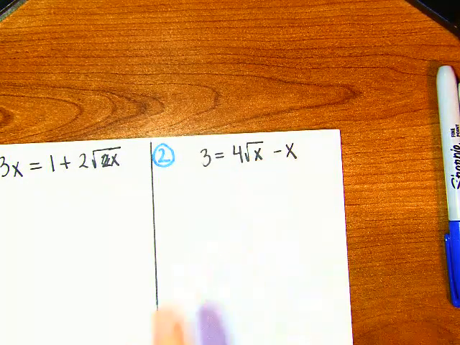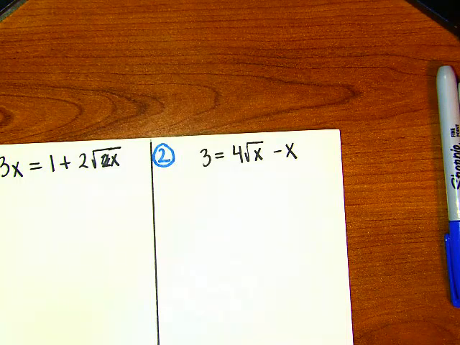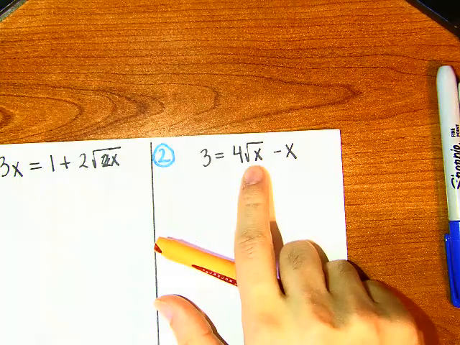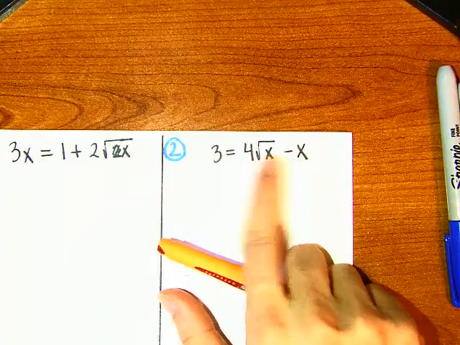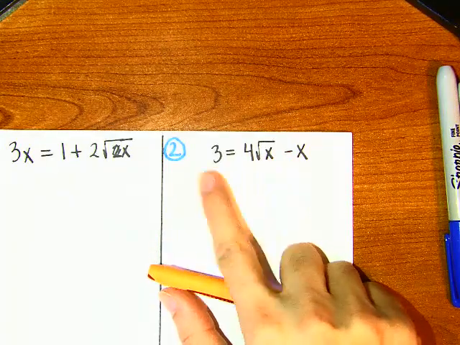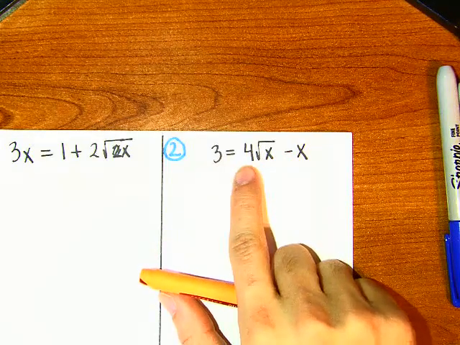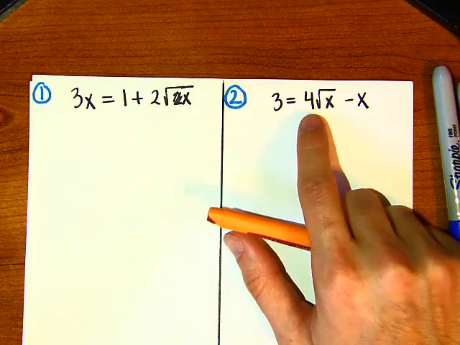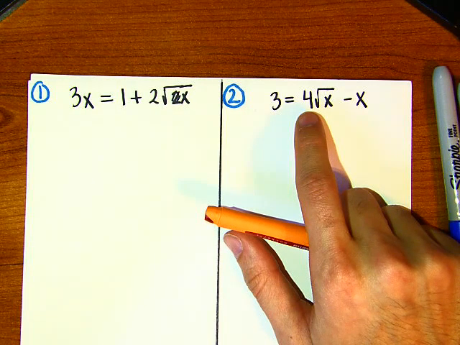So here, the first question you should be doing is this question here. 3 is equal to 4x minus x. And notice the radical is not isolated, so what would be the first move? Pause the video, try and do it by yourself. If you have questions, raise your hand and let me know.